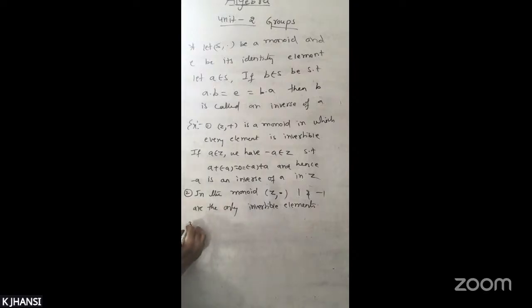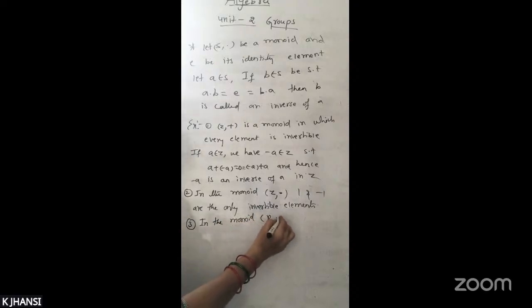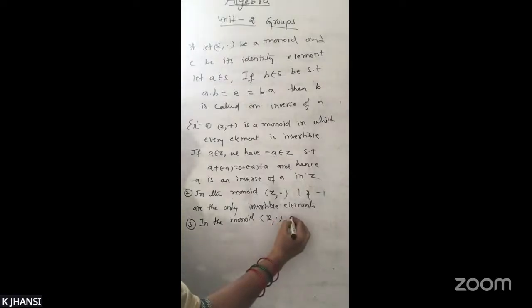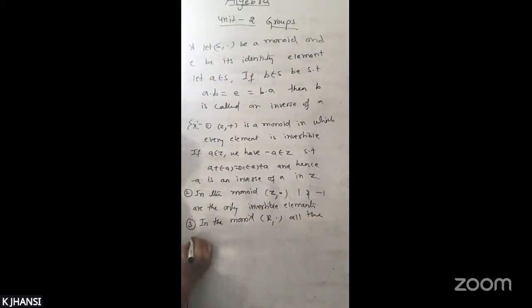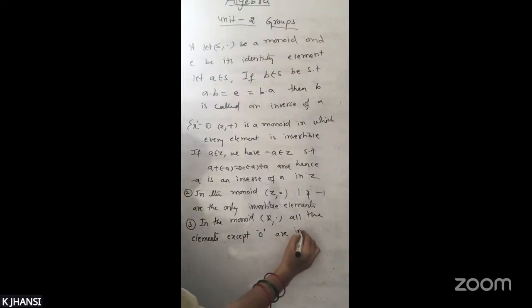Third one: in the monoid (R, ·), that is, real numbers with respect to multiplication, all the elements except 0 are invertible. So except 0, all the elements satisfy the inverse property. This is about the inverse property.